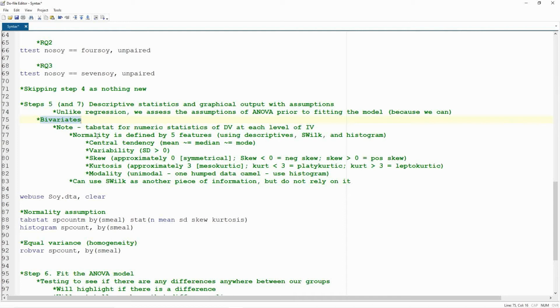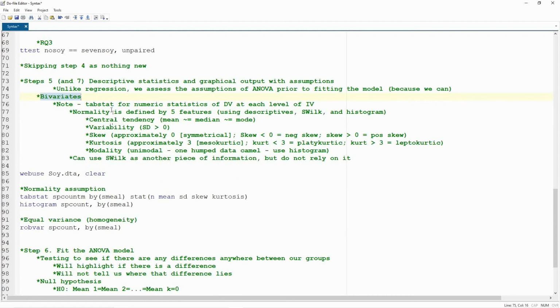Especially if, for example, you're expecting your dependent variable to have different scores across the levels of your IV, you're much more likely to see a multimodal distribution because you're expecting different means. So it doesn't always make sense to look at univariates, but you can do it anyway. We're going to focus on bivariates.